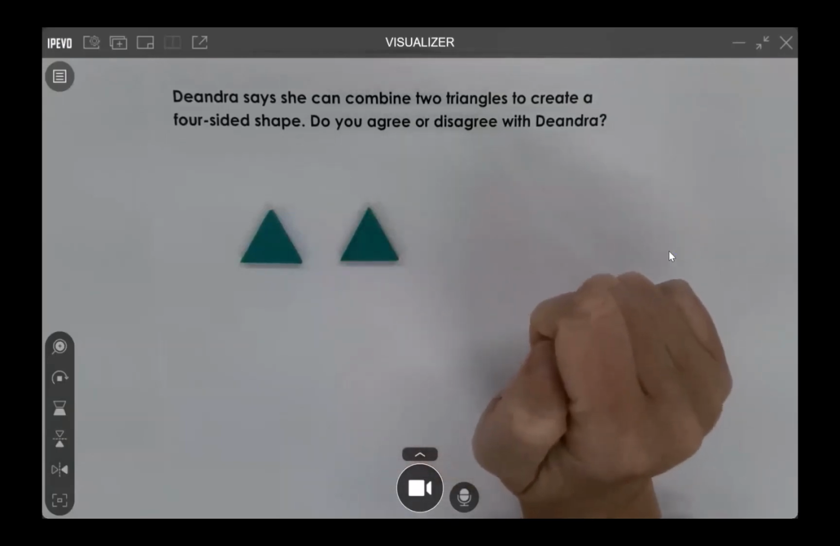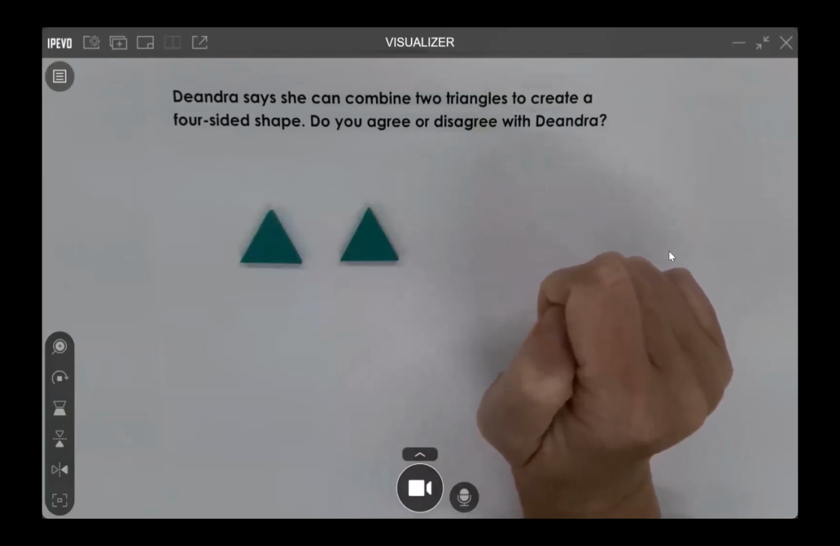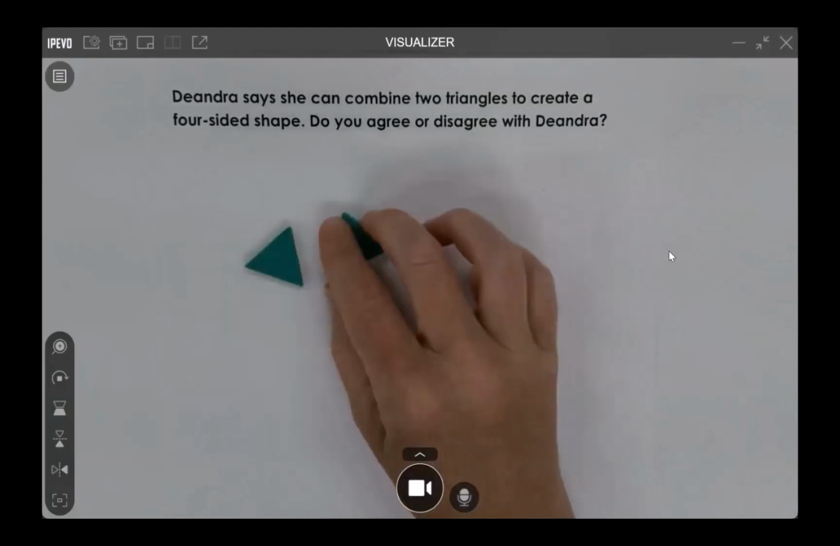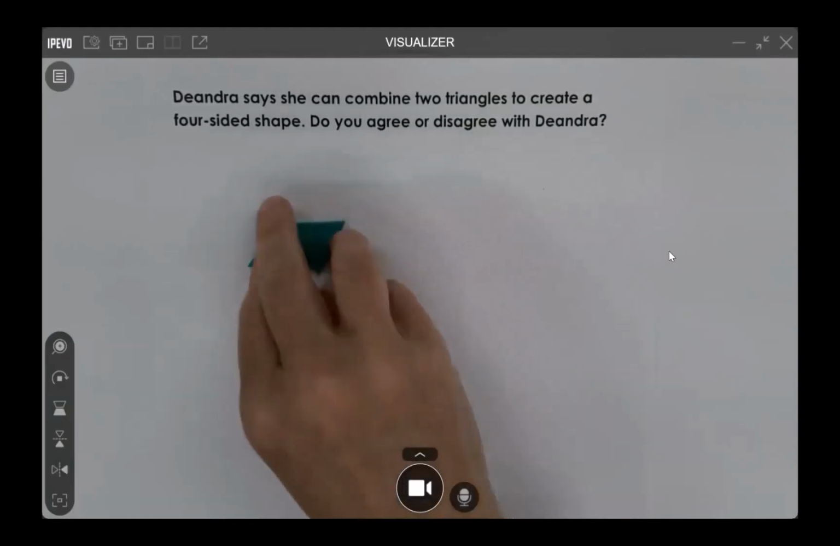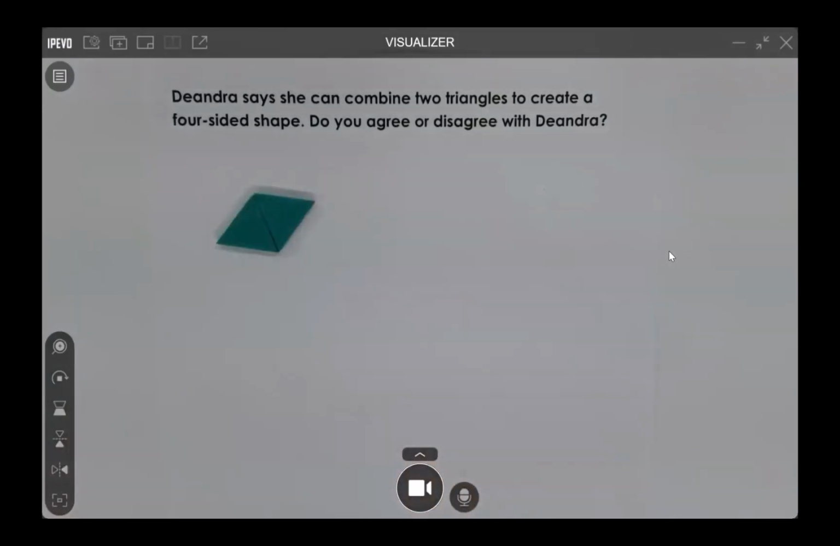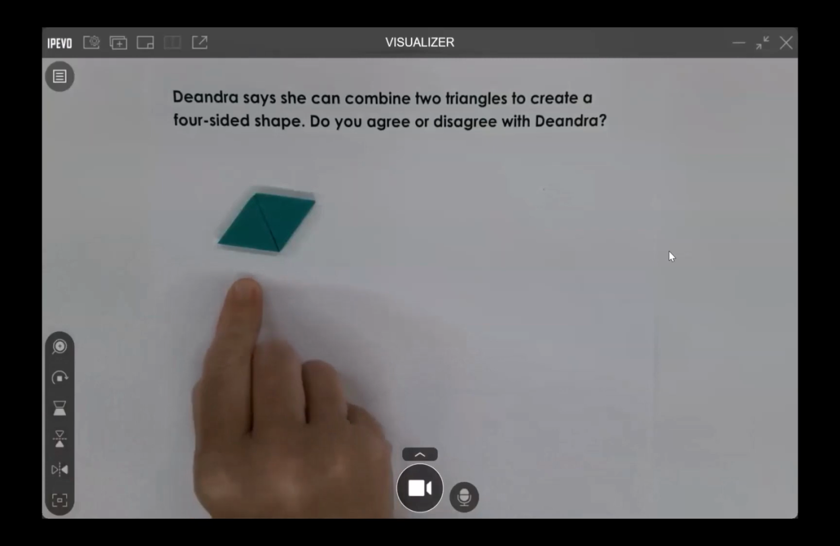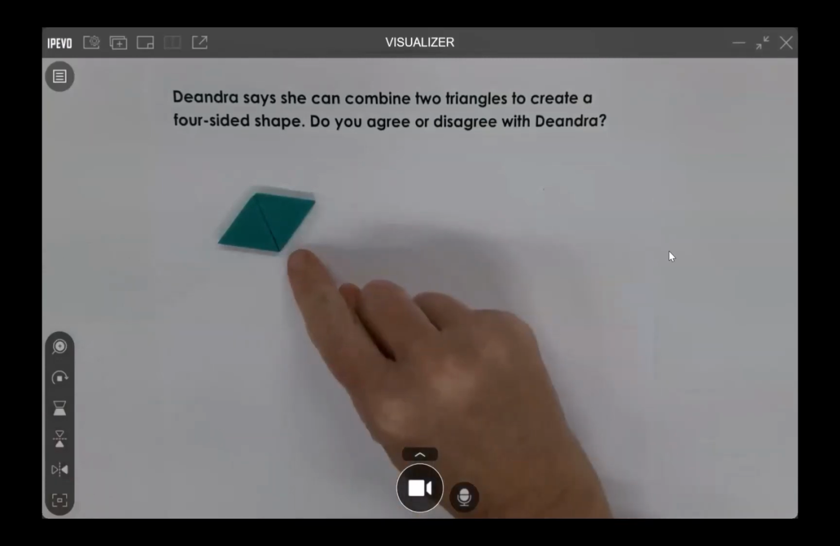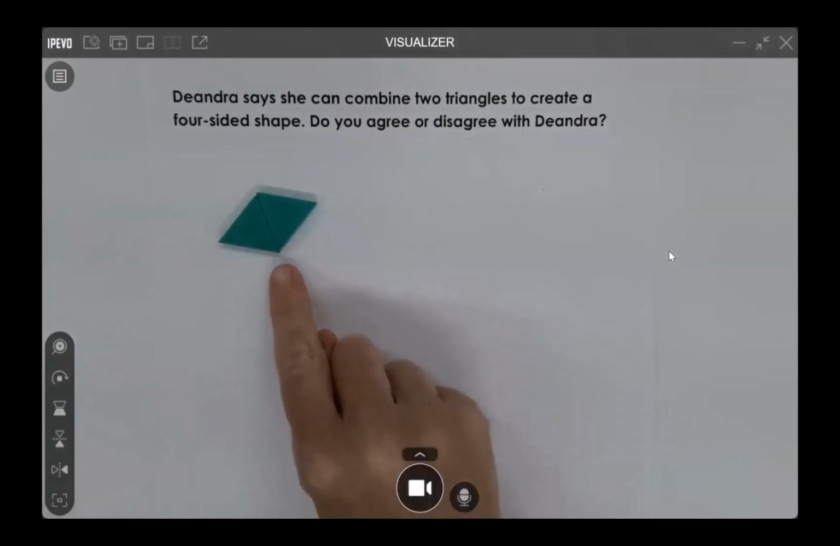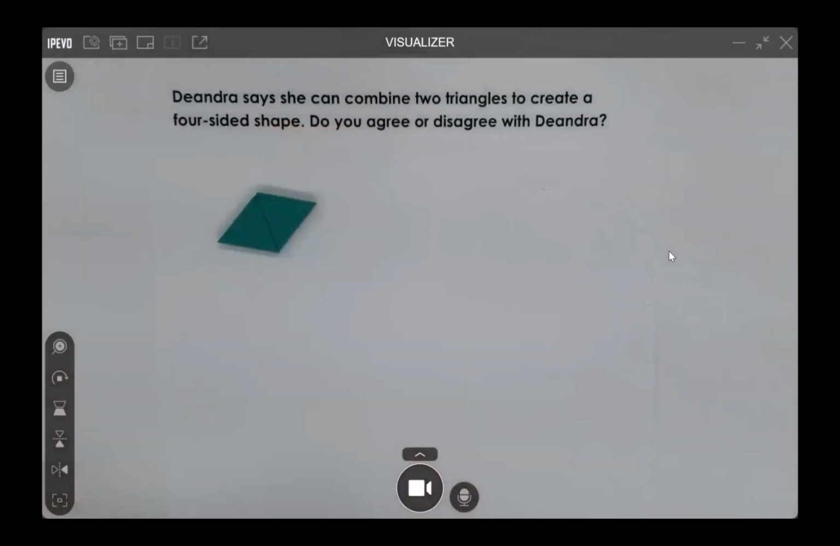And I want to know if I can put them together to make a four-sided shape. So let me see. If I stick their sides together, look at that. I made a new shape. My new shape has 1, 2, 3, 4 sides, and 1, 2, 3, 4 vertices. It even looks like a shape that I recognize.